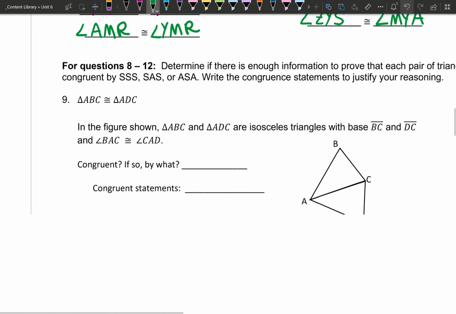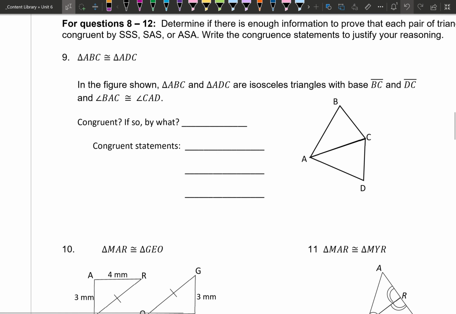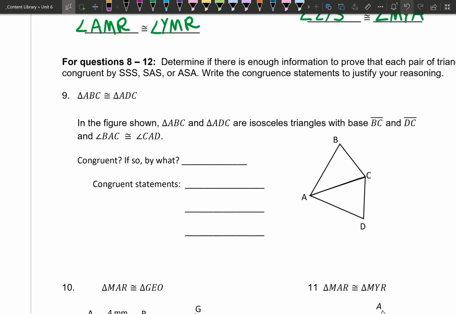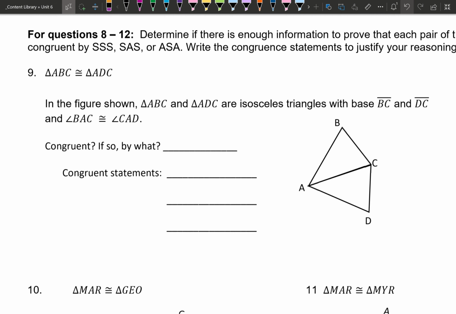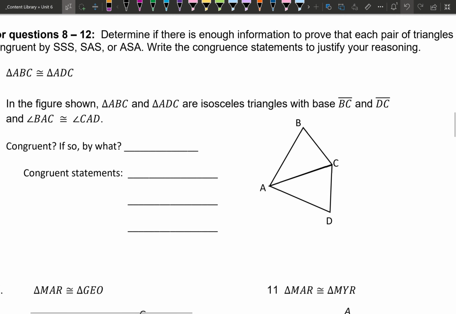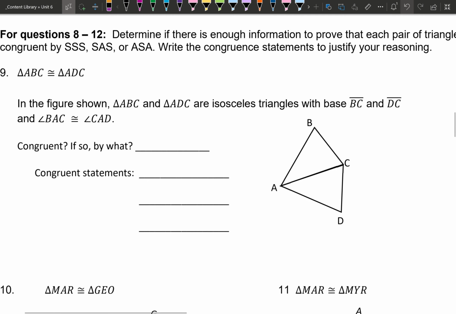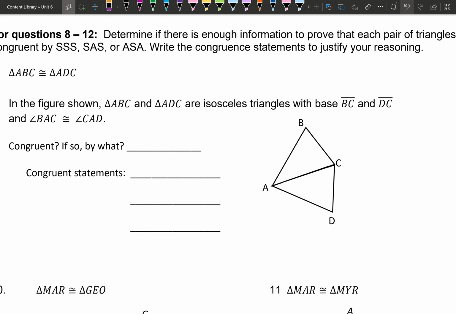Right. For the next few questions, we're going to determine whether these are congruent by side, side, side, side, angle, side, whichever. We just need to show if they're congruent or not and write down the congruent statements. Number 9. In the figure below, triangle ABC and ADC are isosceles triangles with a base of BC and DC. And the angle BAC and CAD are congruent.